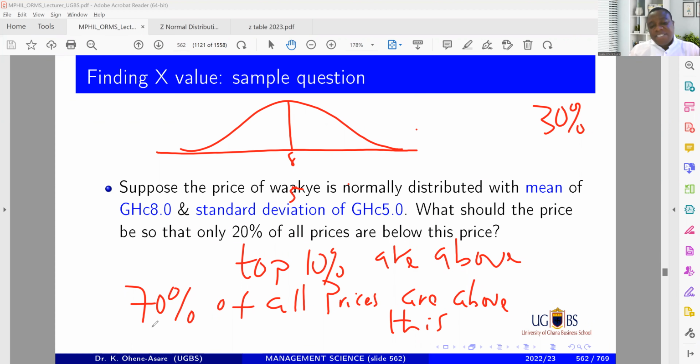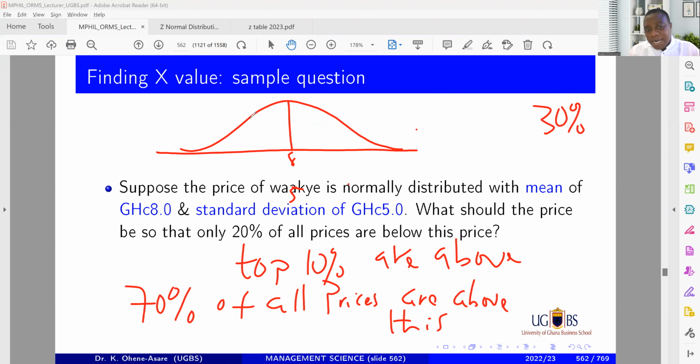The question is 70% of all prices are above. Now, if I put a certain price here, all the prices above this one, are they 70%? No. If I put a price in the middle, all the prices above this middle value, are they 70%? No, they are 50%. 50% of the prices are above it.